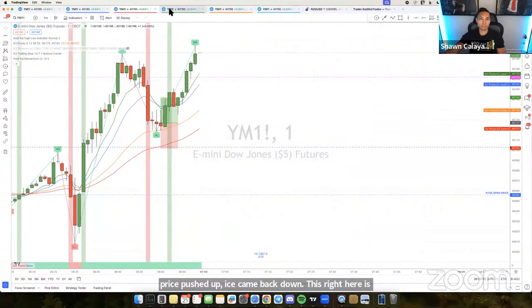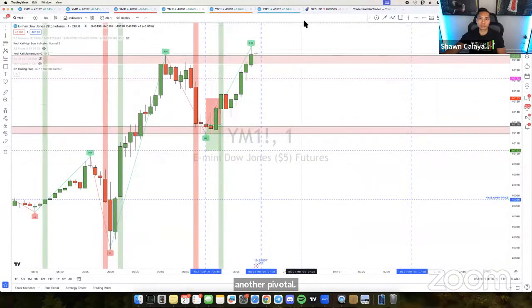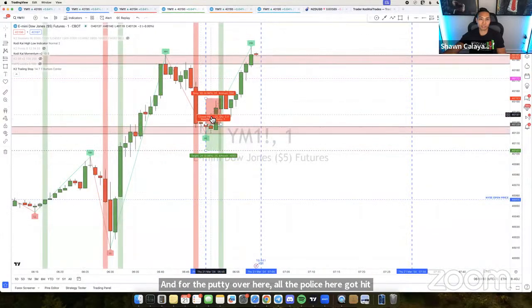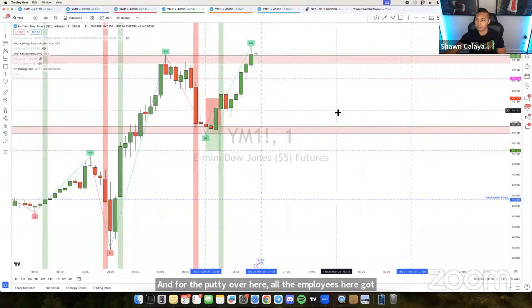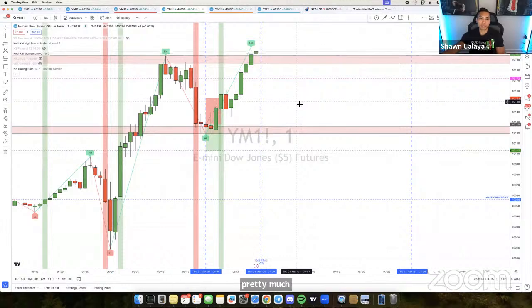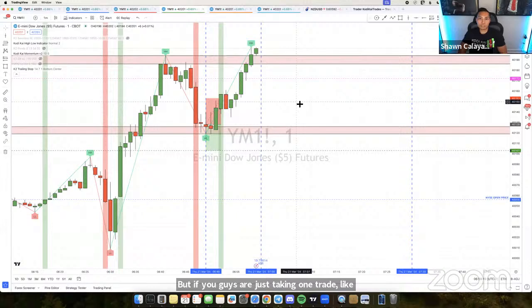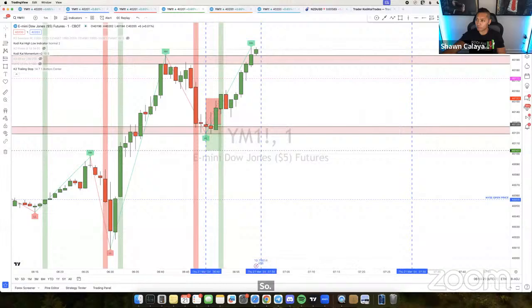The PRV here hit full TP. The breakout B3 here was a loss. And for the liquidity over here, all the liquidities here got hit for full TPs. So just keep that in mind. BB3 is the only trade that lost today. Everything else pretty much hit, depending on which strategy you decided to apply here. But if you're just taking one trade, like myself, as long as you have proper risk, you should be fine. You just got to weather the storm and obviously take the trades when they come up next. So let me see if there's anything else over here that I'm missing.